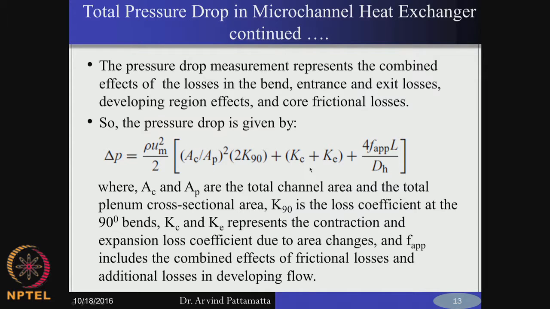Okay. So how do we estimate the entry losses, exit losses and bend losses? There are some standard charts available for circular tubes. For example, these losses are all plotted as charts. You can just refer to them depending on the contraction area ratio and expansion area ratio. You can estimate the values of Kc, Ke, and substitute them. There are standard tables available, so that is why I am not giving them here. If you take any fluid mechanics textbook, you should be able to find them.